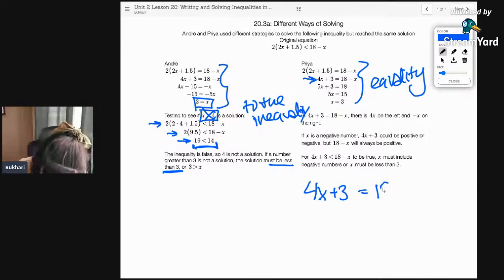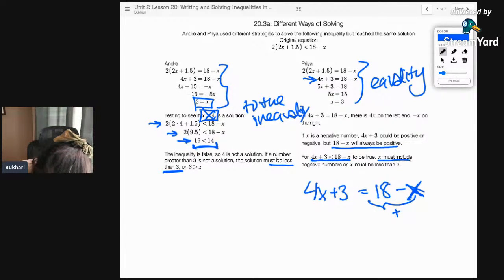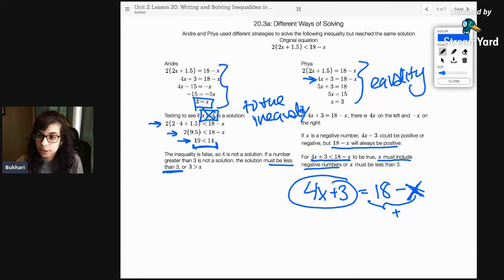And what she notices is that at this point in her equation, 4x plus 3 equals 18 minus x, this number will always be positive. If you have a positive number, you'll get closer and closer to 0. But if you get a negative number, then you are still in the positive. 18 minus x will always be positive. And so then the question becomes, what situation must you have for this inequality to be true? X must include negative numbers because this contains negative numbers. And so X must be less than 3.